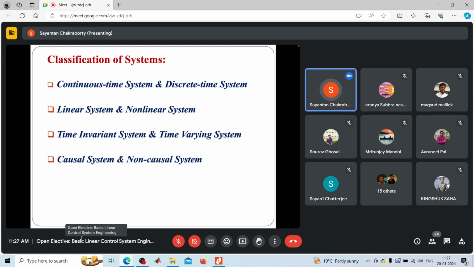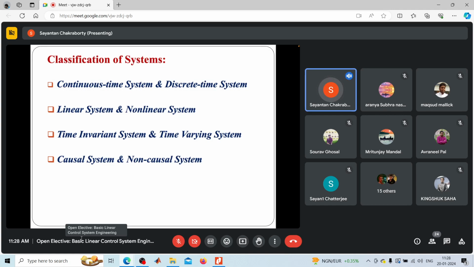Next, we have a very interesting classification: causal and non-causal system. Causal system means it behaves in a cause-effect manner. That is, whenever some input is given, then based only on that particular input or some past value of input, it generates its output. That is, a cause has occurred, then as an effect, the output has changed. It has generated an output. It's a causal system. As you can think of, any physical system is basically a causal system.